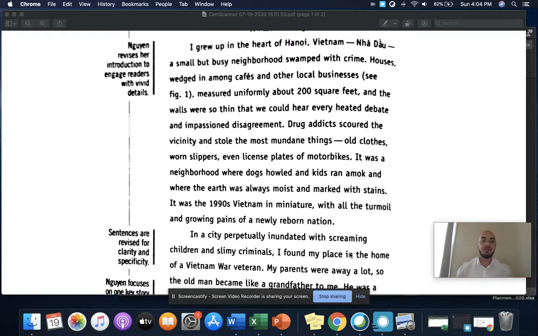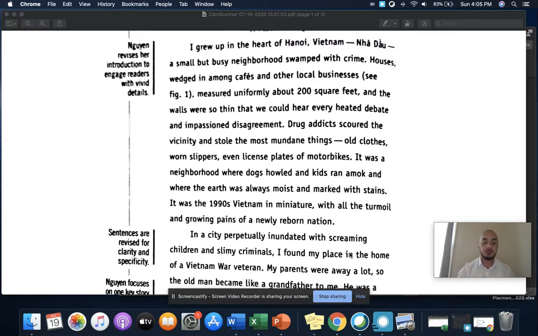We then have the answer as to why we've been learning about that chaos and a direction as to where the rest of the narrative will go. We know from this thesis statement that the writer is going to continue to narrate why it is that that Vietnam War veteran was so important to her, what it means to find her place, and really this sense of home contrasted or maybe growing out of that really chaotic scene that she opens with.